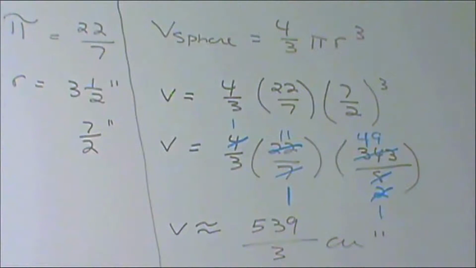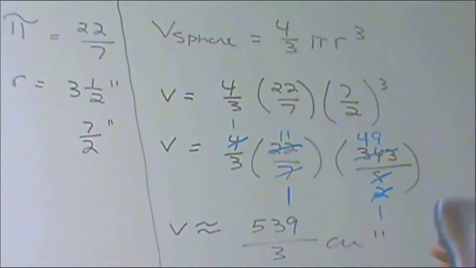I'm either going to divide, or I'm going to change this into a mixed number, because it didn't tell us what it wanted for the answer. First thing I'm going to do is see if 539 is divisible by 3. And it is not, because 9 plus 3 is 12, 12 plus 5 is 17. I added the digits, and I got 17. And since 17 is not divisible by 3, neither is 539. So I'm going to change this to a mixed number.